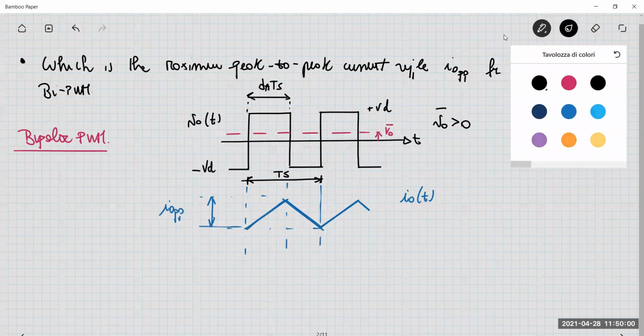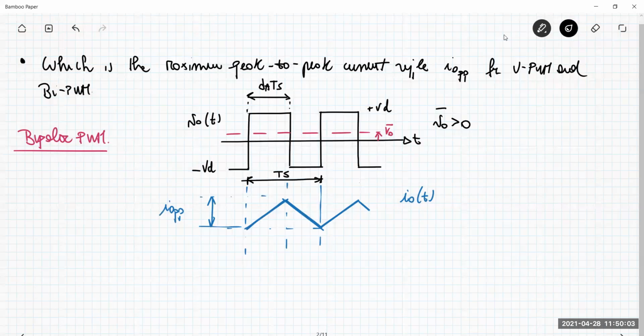Before starting this computation, let me see if effectively the output voltage is given by, remember, (2dA minus 1) VT. Okay.